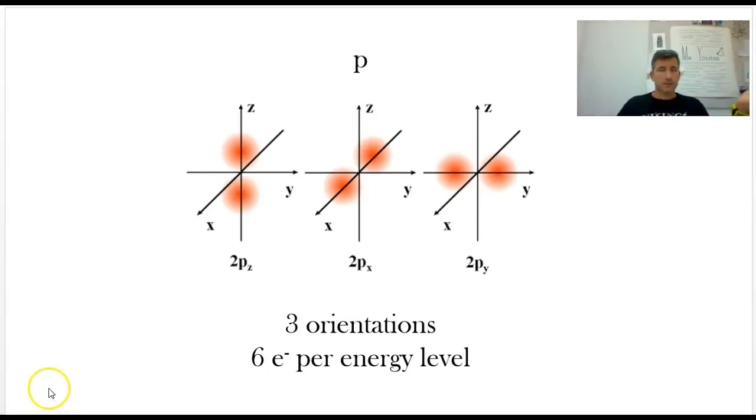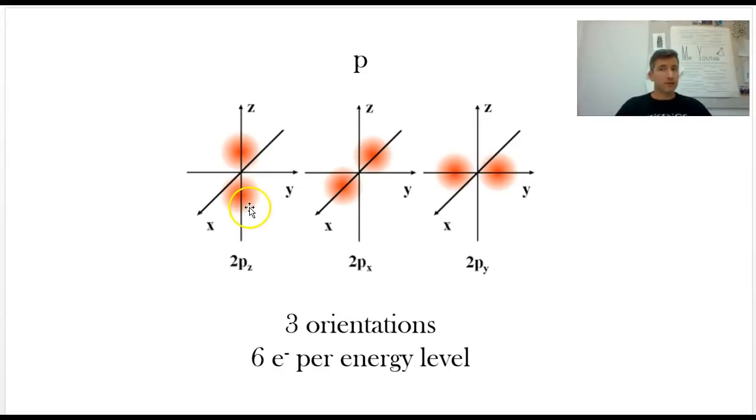Okay, so the next one after S is called P. And P is basically twice as complex as S. So it's these double-lobed, peanut-shaped orbitals around the nucleus that, just like the S, can each hold 2 electrons. And again, this is just an area where we're most likely to find the electrons.